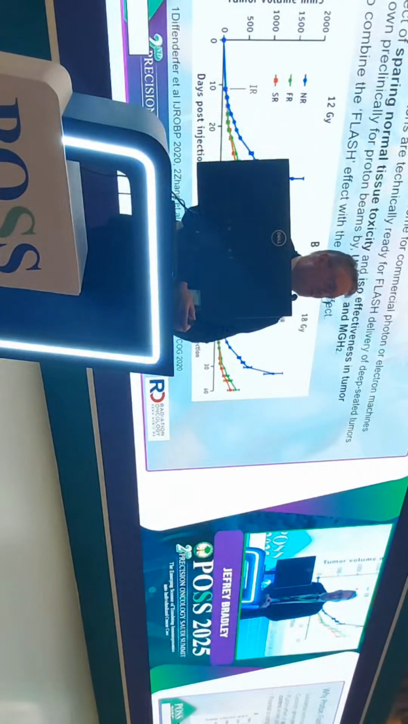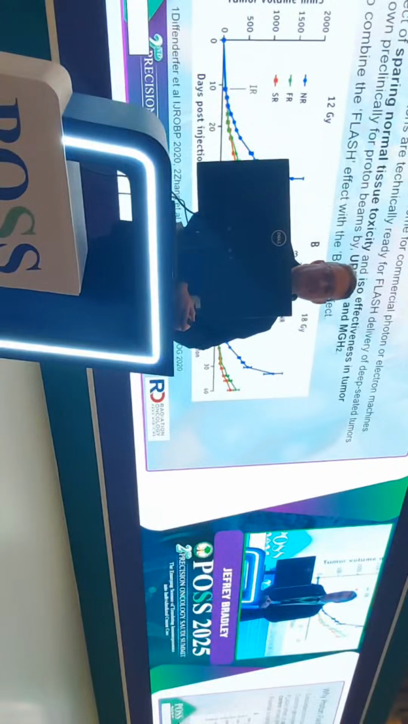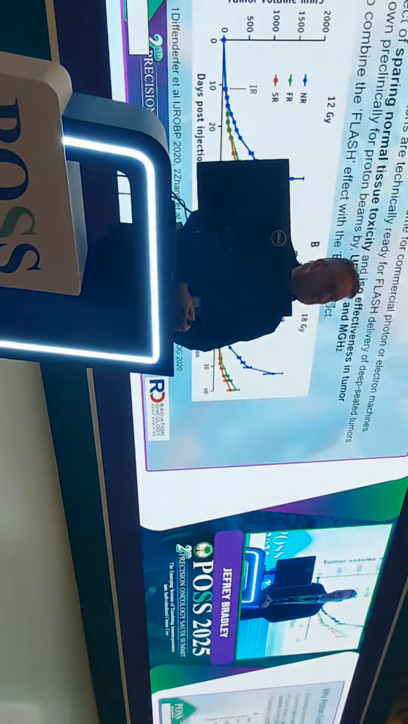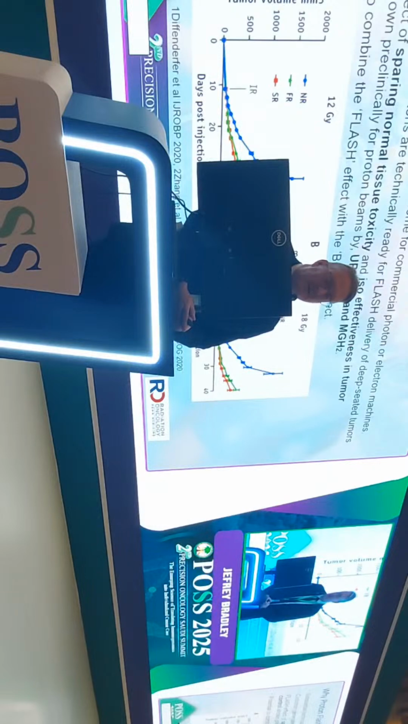These two curves show efficacy of flash radiation therapy in green compared to standard radiation therapy in red. You get an equal tumor cell kill in animal models when you use flash versus conventional radiation, so it's equally effective. It doesn't spare tumor.